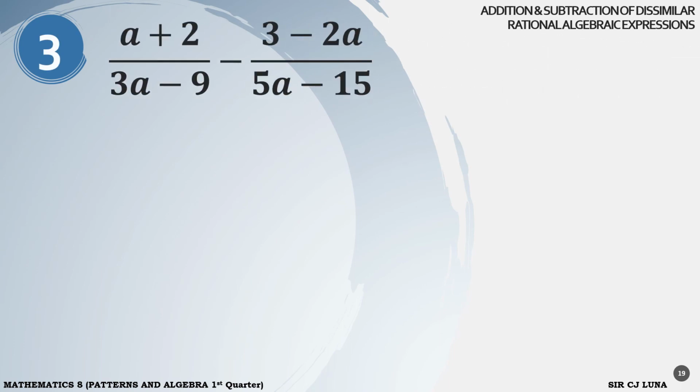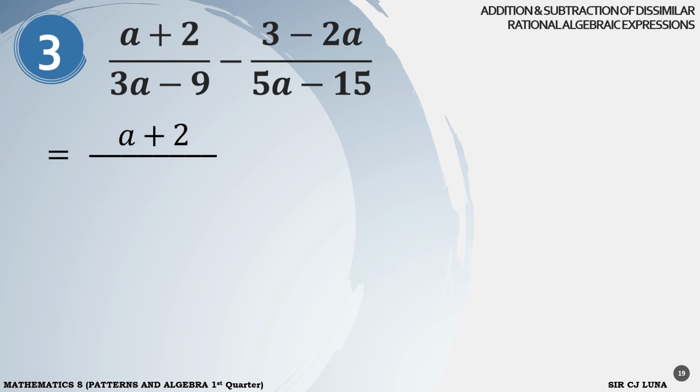Third example, a plus 2 all over 3a minus 9 minus 3 minus 2a all over 5a minus 15. So here, we have to get first the factors of our denominators. Okay, so copy a plus 2 and then get the factors of 3a minus 9. By the way, why did we just copy a plus 2? Okay, correct. Kasi prime na siya. Okay, tama. So ngayon, ano yung mga factors ng ating 3a minus 9?